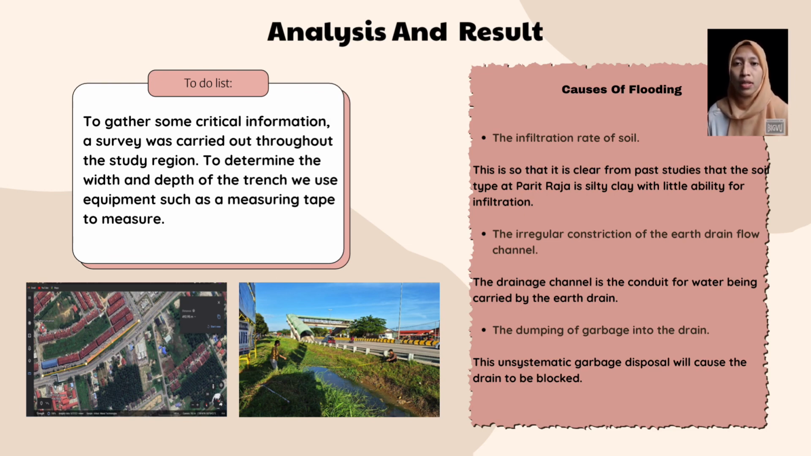Unsystematic garbage disposal will cause the drain to be blocked. When it starts to rain, the condition of the drain filled with garbage will cause flash floods. When the drain is filled with garbage, it will cause the waterway to move slowly. Therefore, the irregular disposal of garbage affects the flow of the drain.